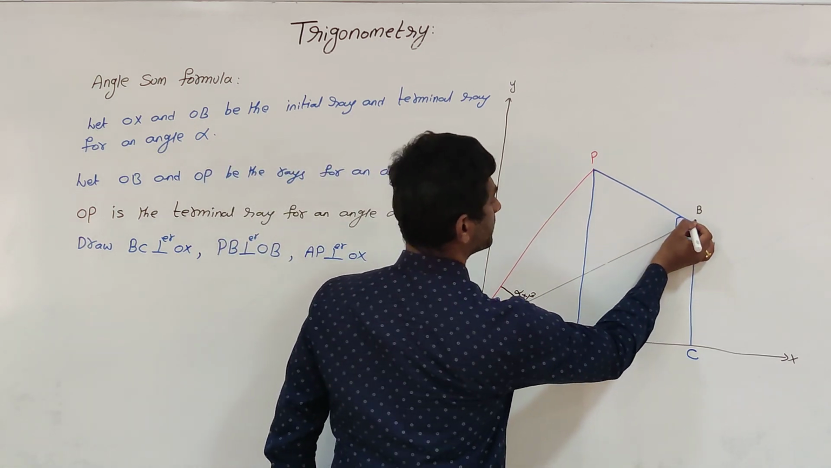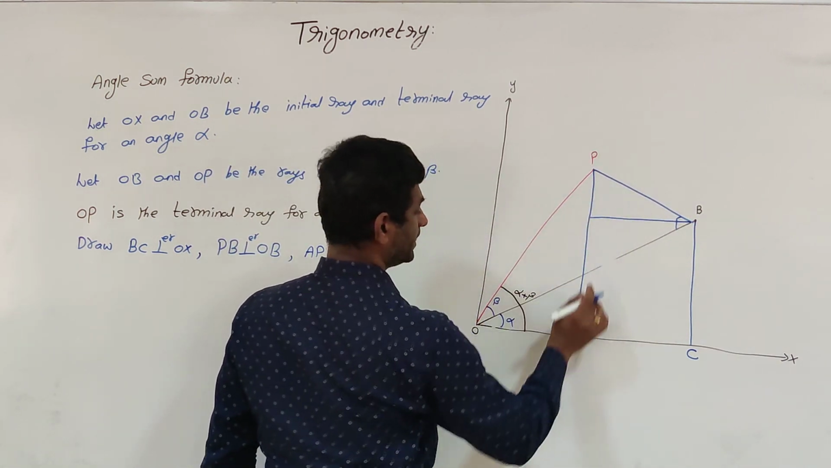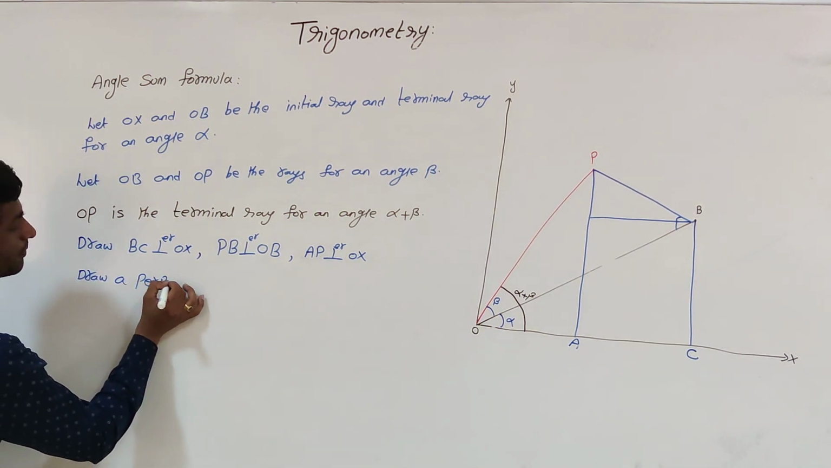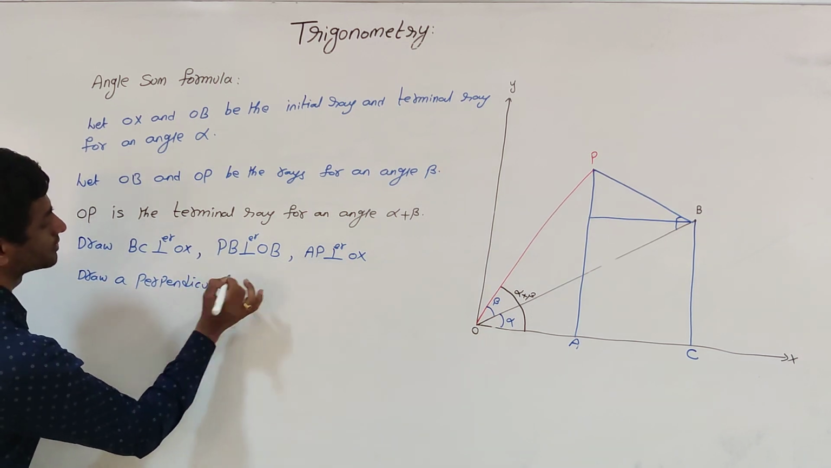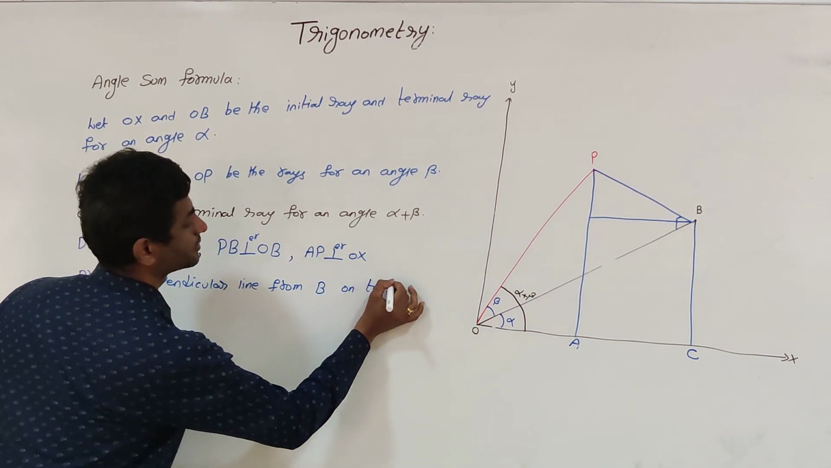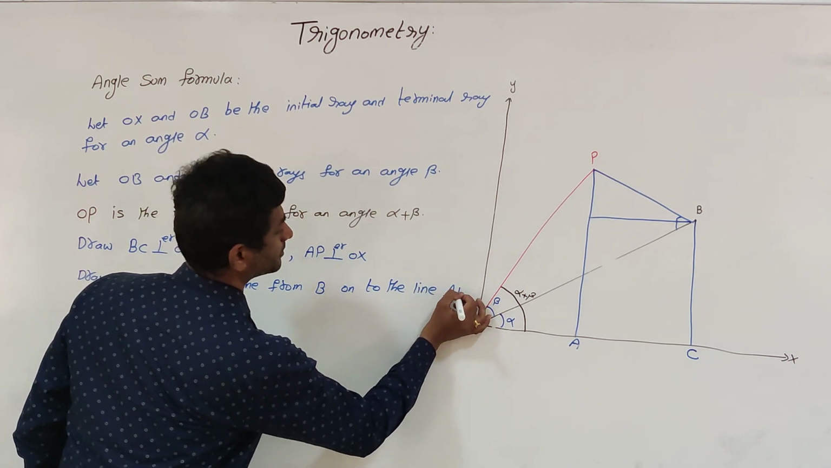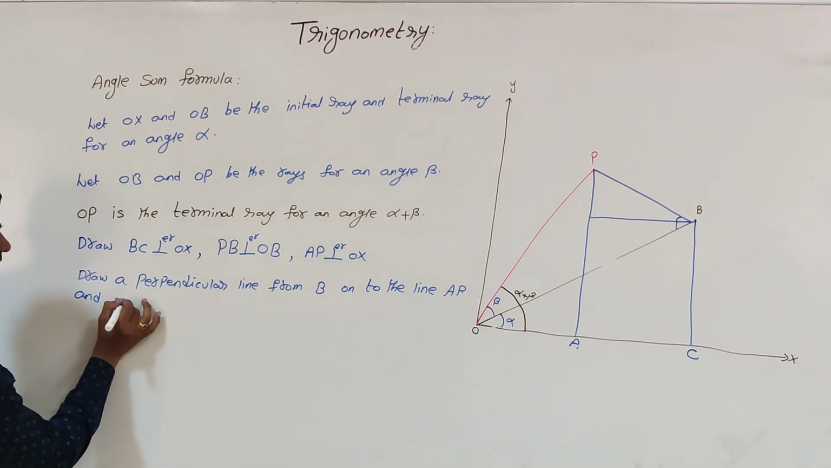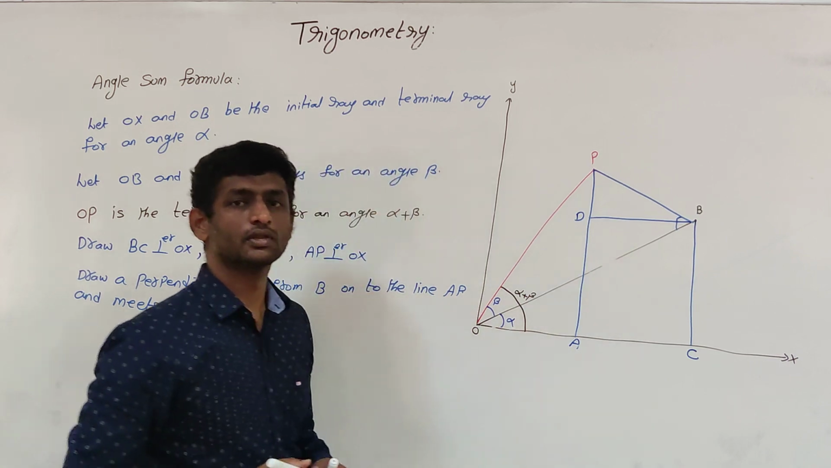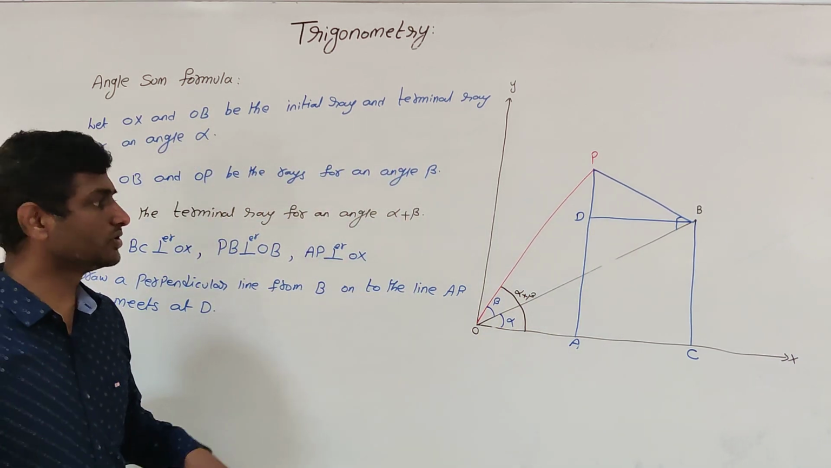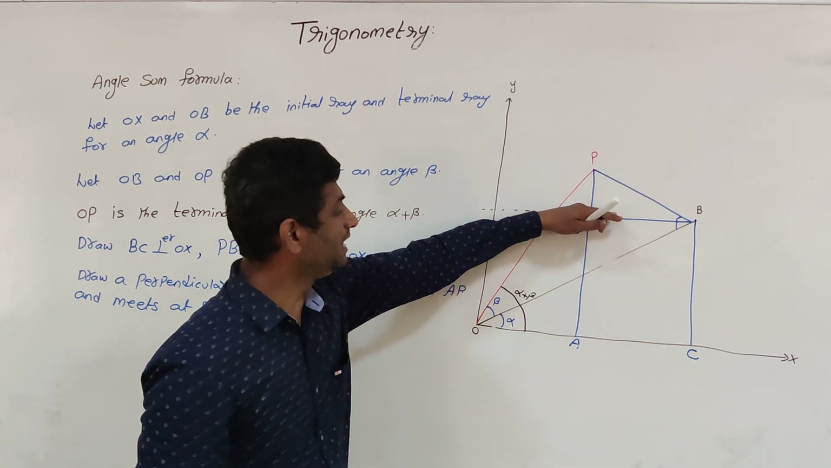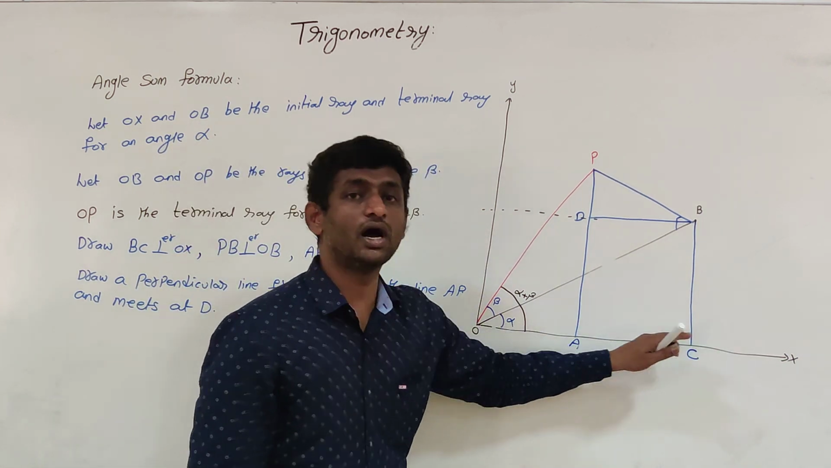Now construct, if you draw a perpendicular line from B onto the line AP and meets at, assume, D. And if you clearly observe, if I extend this dotted line, means if I extend the BD line, it and the initial line OX are parallel.